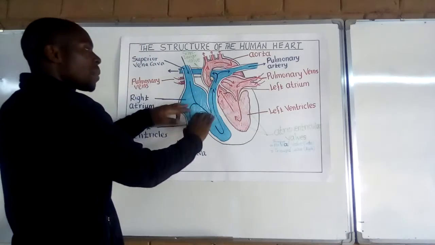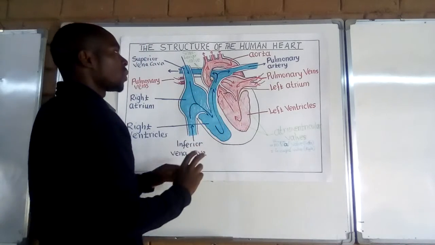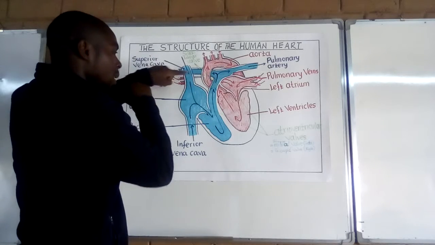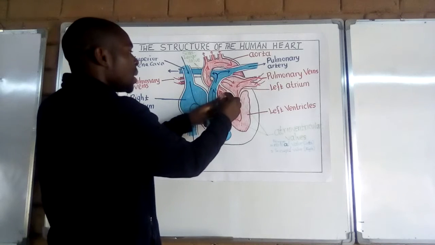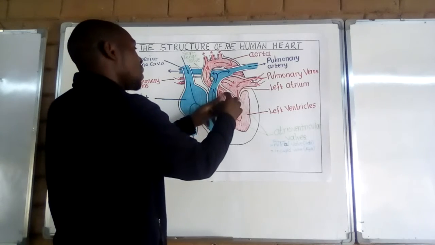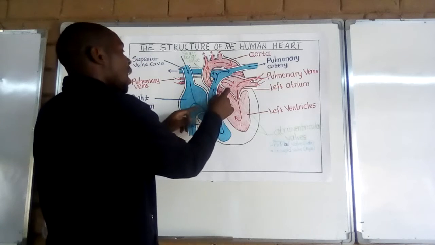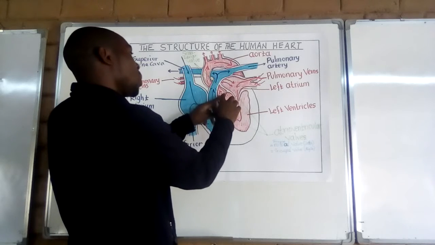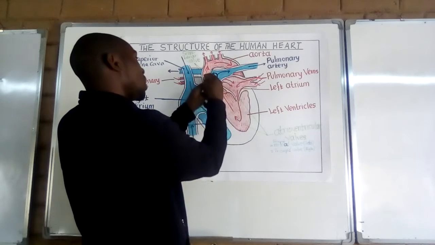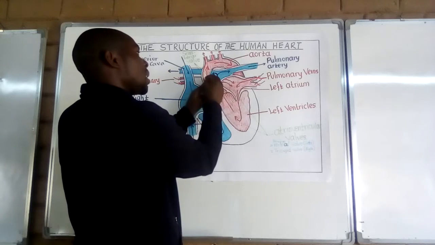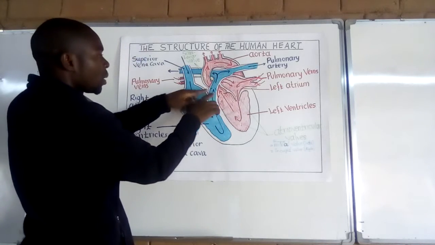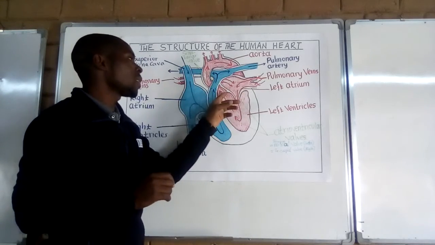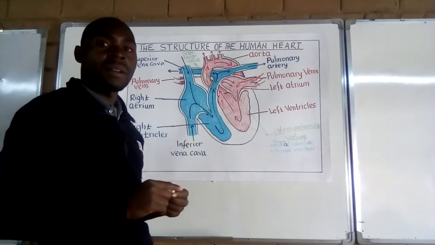Then we also have, in the upper part of the heart, two types of valves that are collectively known as the semilunar valves. In the left upper part of the heart, we have the aortic valve. The aortic valve is found here, and it opens the flow of blood into the aorta. Then we also have the pulmonary valve. So these are the two valves that are collectively known as semilunar valves.